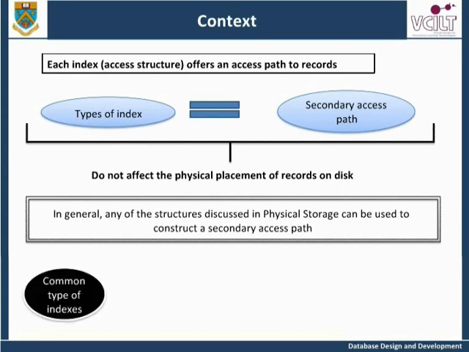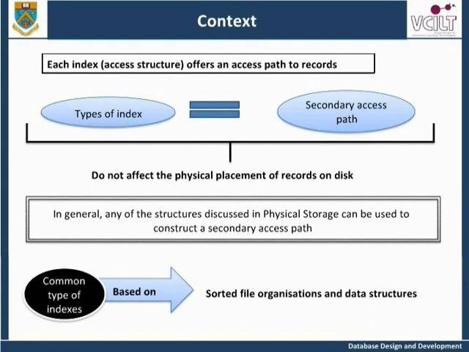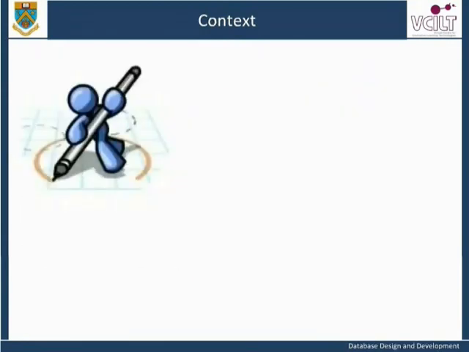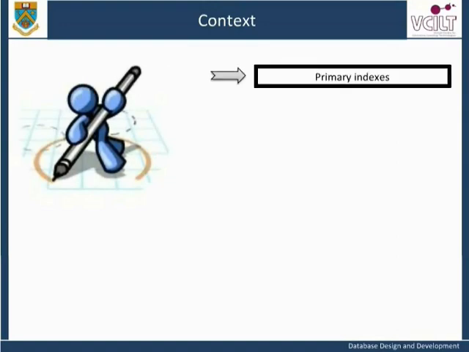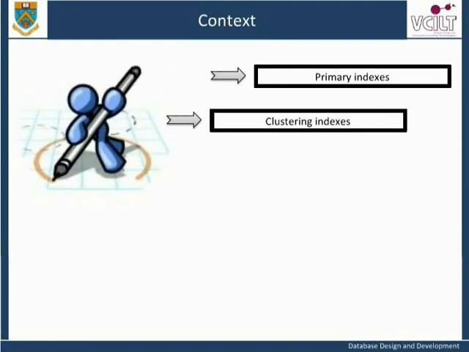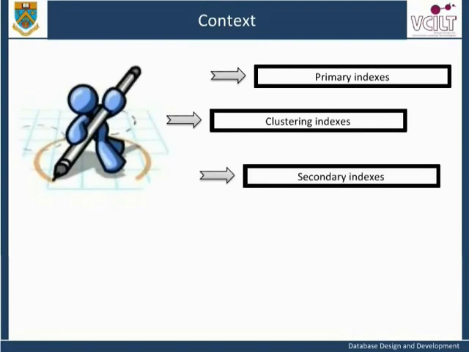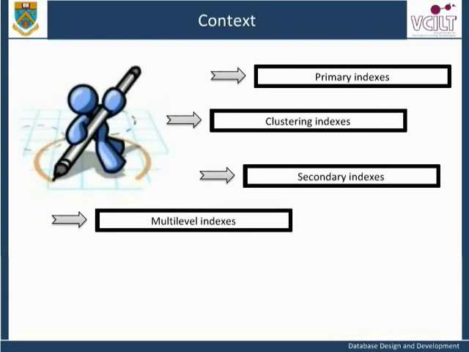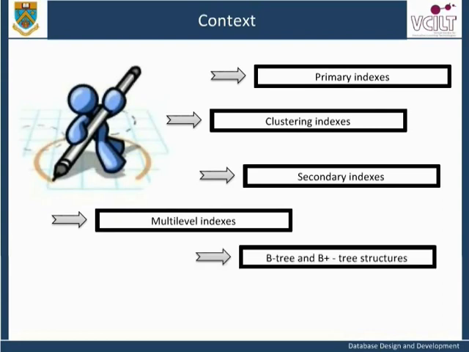However, the most common types of indexes are based on sorted file organizations, for example, single-level indexes, and tree data structures, for example, multi-level indexes, B-trees, and B-plus trees. Indexes can also be created using hashing techniques. The focus of our study in this unit will be on the following: primary indexes, clustering indexes, secondary indexes, multi-level indexes, B-tree and B-plus tree structures.